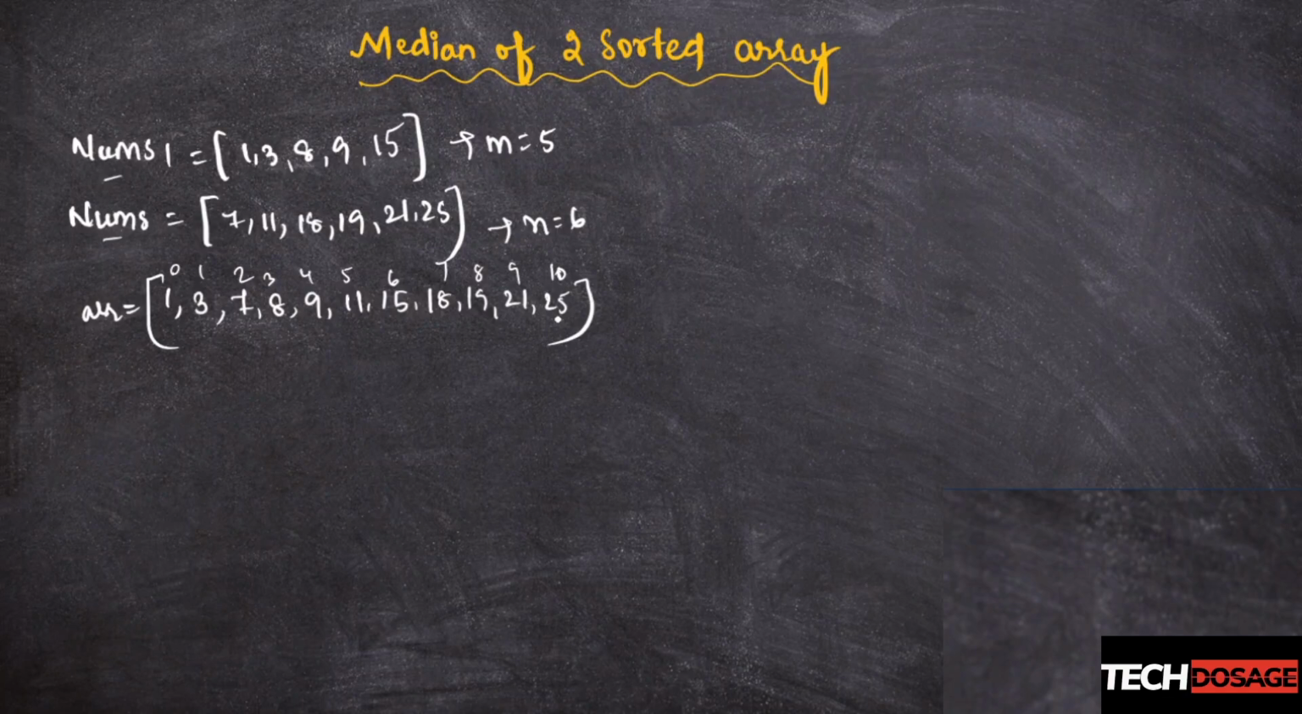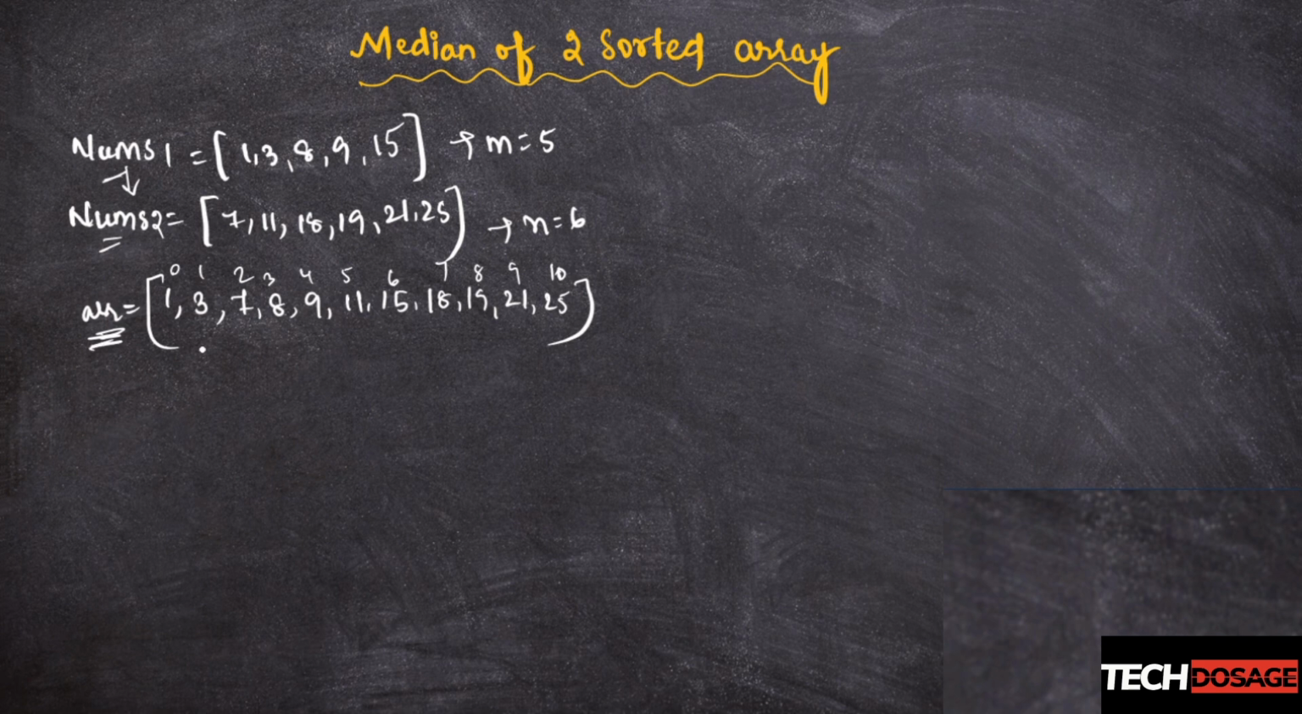Hello everyone, in this video we are going to see how to find the median of two sorted arrays. Given two sorted arrays, we have to merge them in ascending order and find the median of the resulting array. These two are the given arrays, and we have merged them in ascending order and got this as the resultant array. Now our job is to find the median of this array.